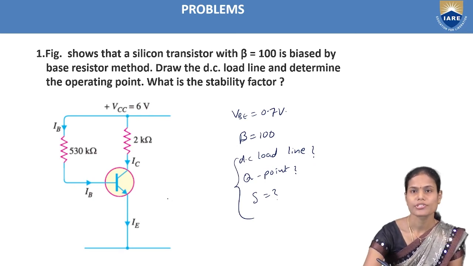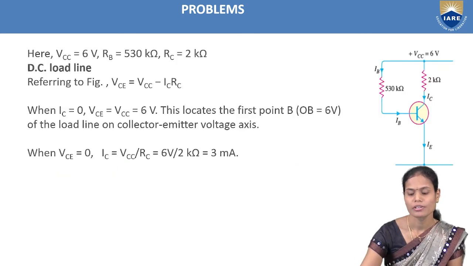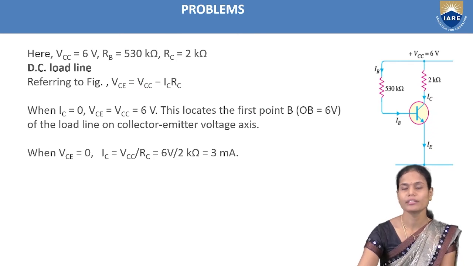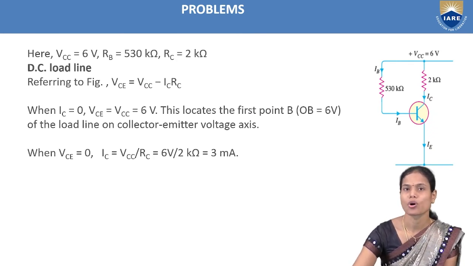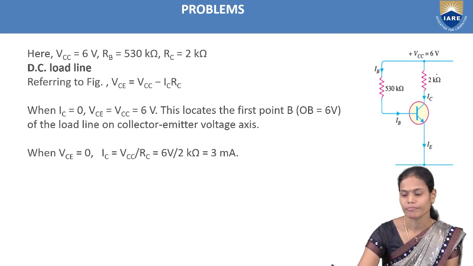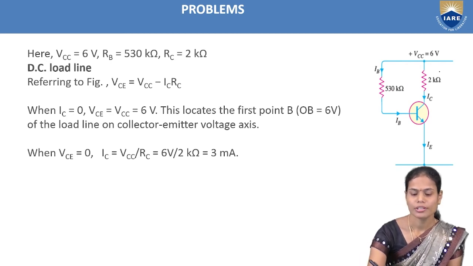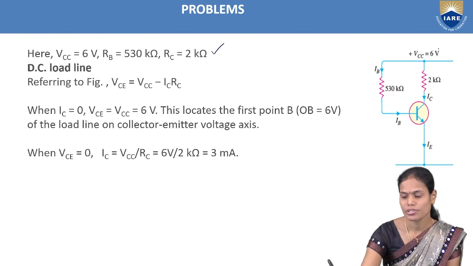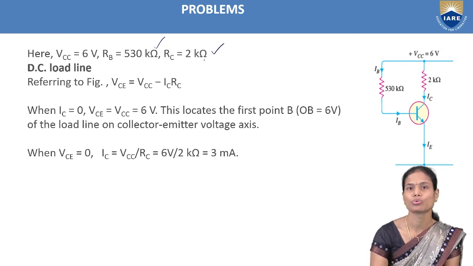They already mentioned the supply voltage, the base resistance value and the collector resistance value. So to find the load line as well as the operating point, we have to apply KVL to the given circuit on the input side. Here these are the given values. Supply voltage is 6 volts, base resistance is 530 kilo ohms and the collector resistance is 2 kilo ohms.